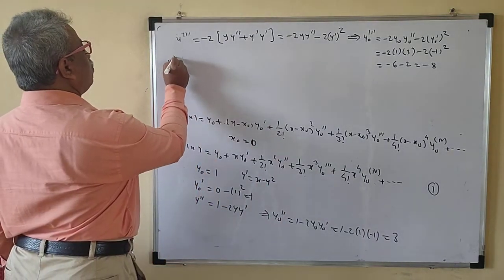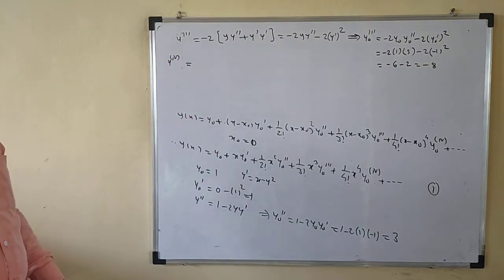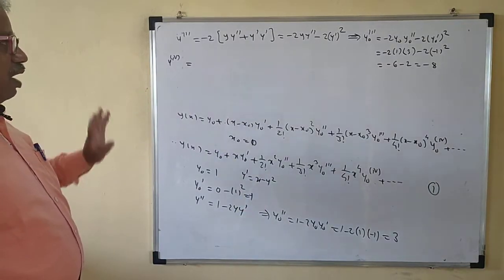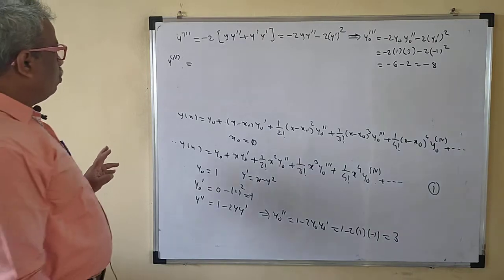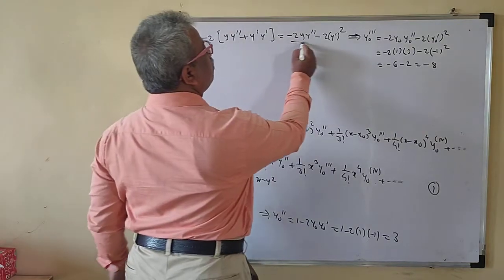The fourth derivative we'll find. At least 4 terms we should get here. So we'll find y4, and if y4 is 0, then we'll find y5. Okay. So now we have to differentiate this. So this is the derivative, we have to differentiate this.